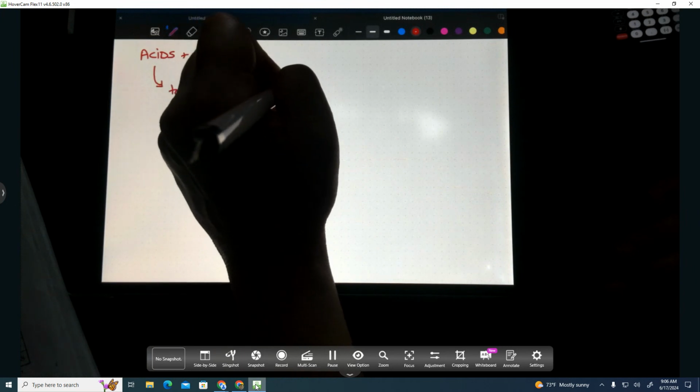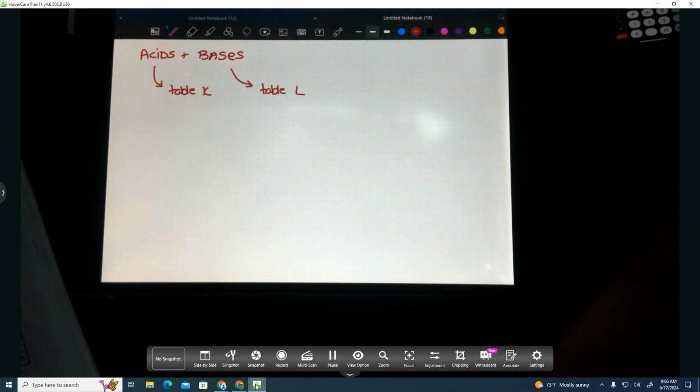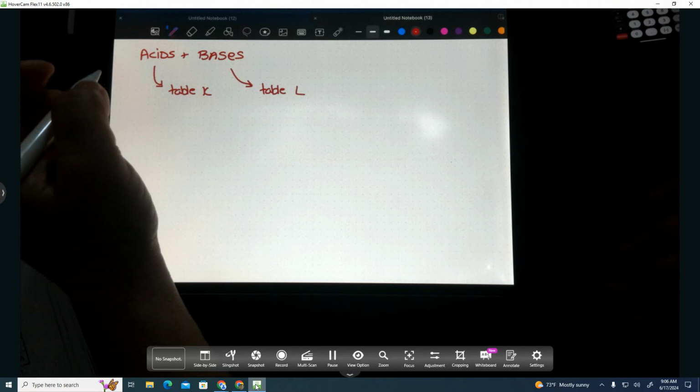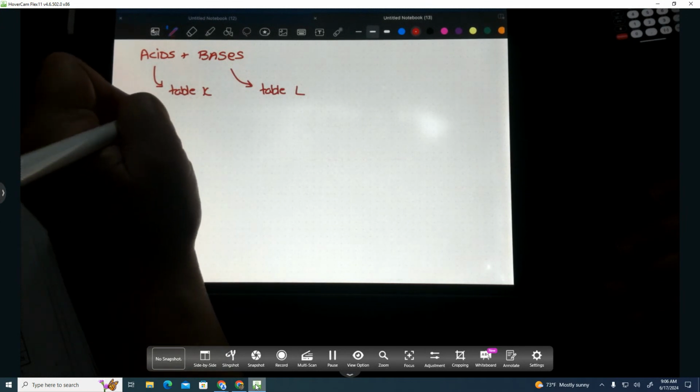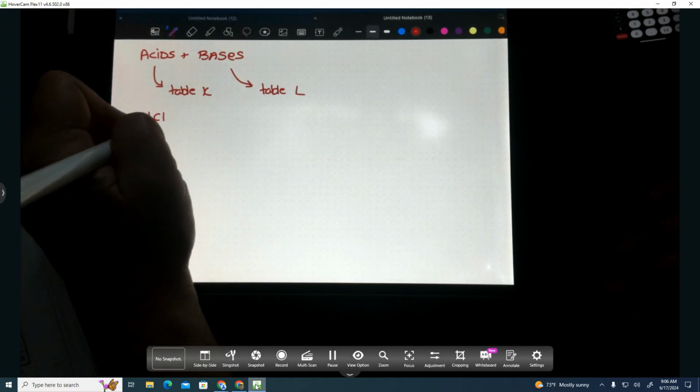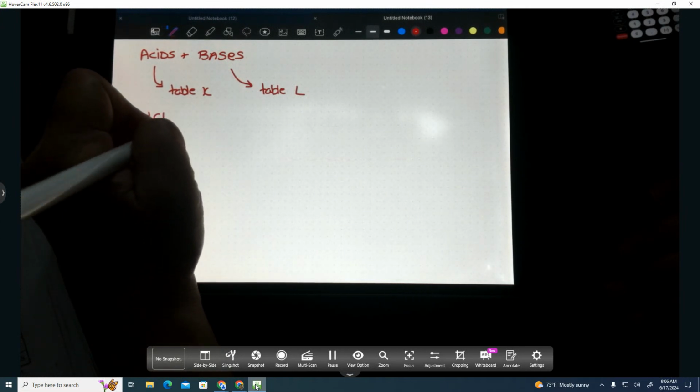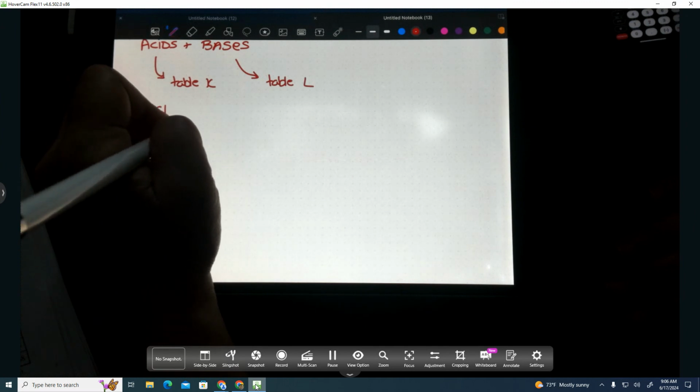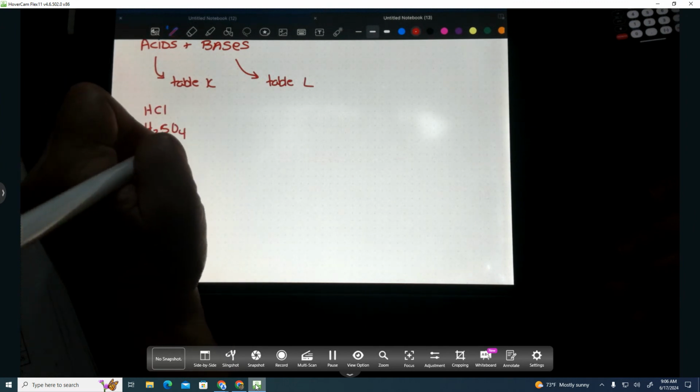First of all, you're going to find your common acids on Table K. You're going to find your common bases on Table L. When you look at Table K, you're going to see most of your acids start with an H: HCl, H2SO4, H3PO4.